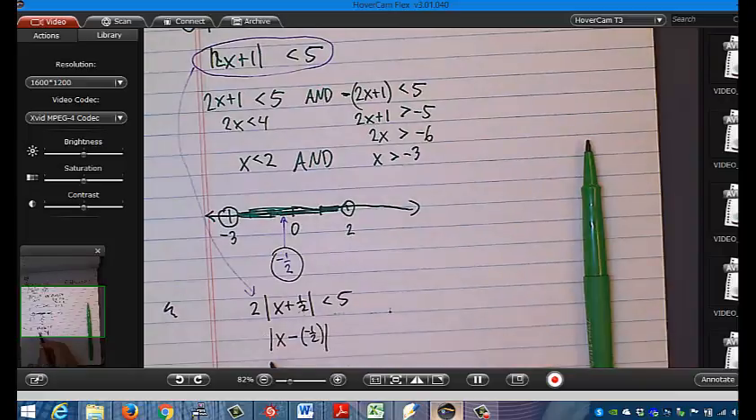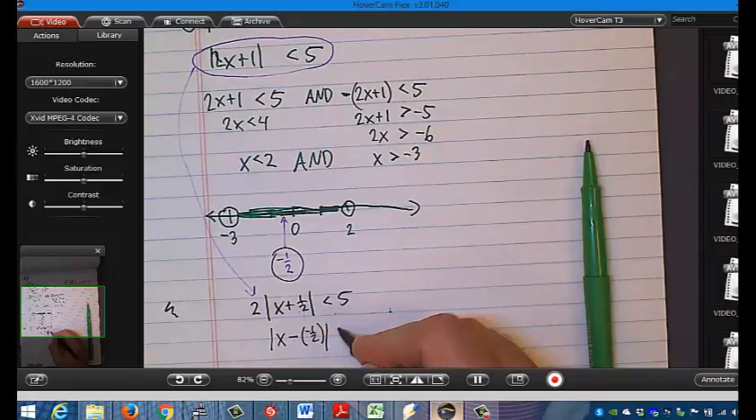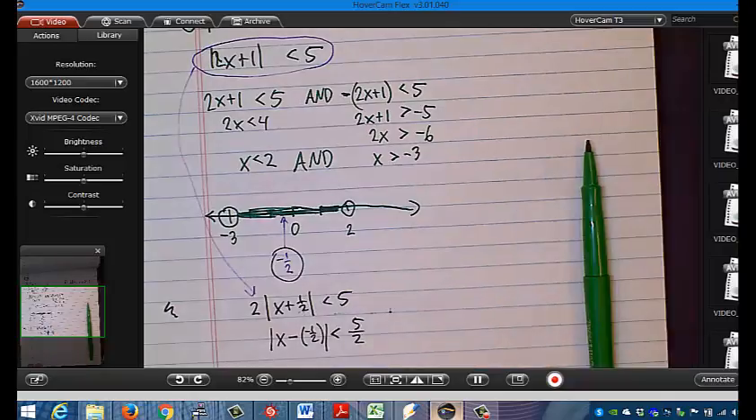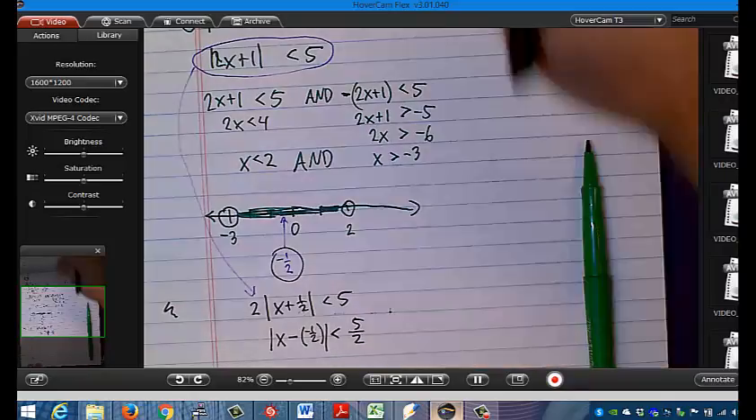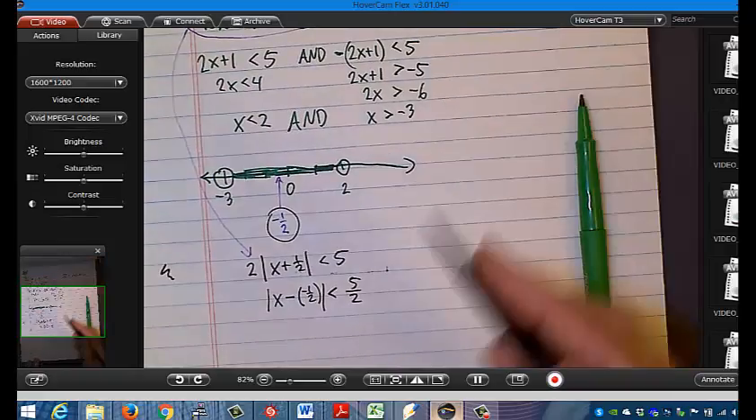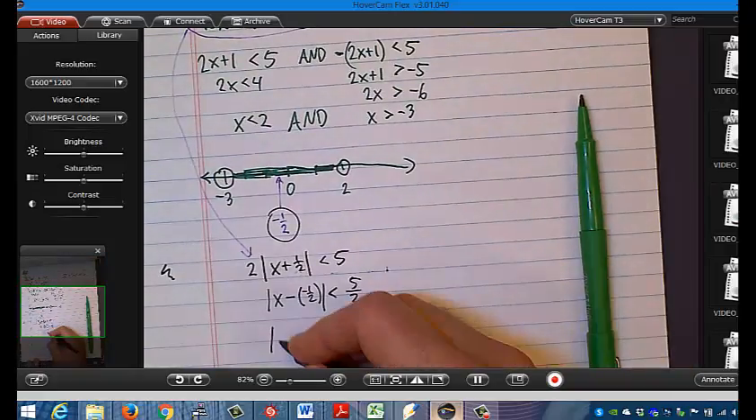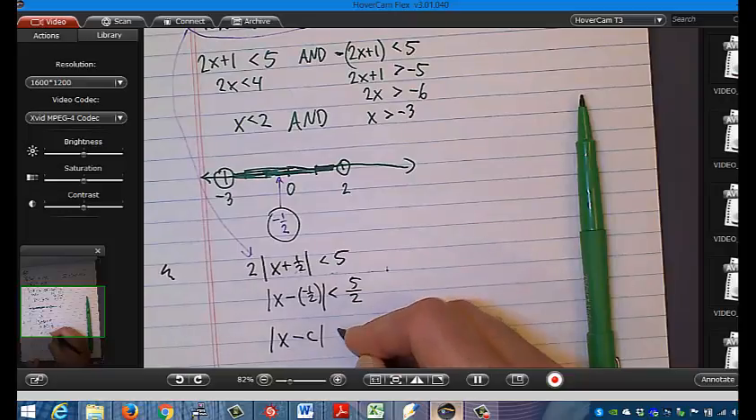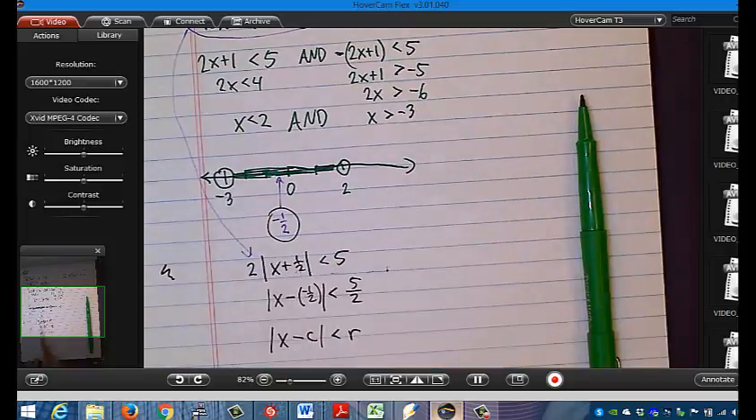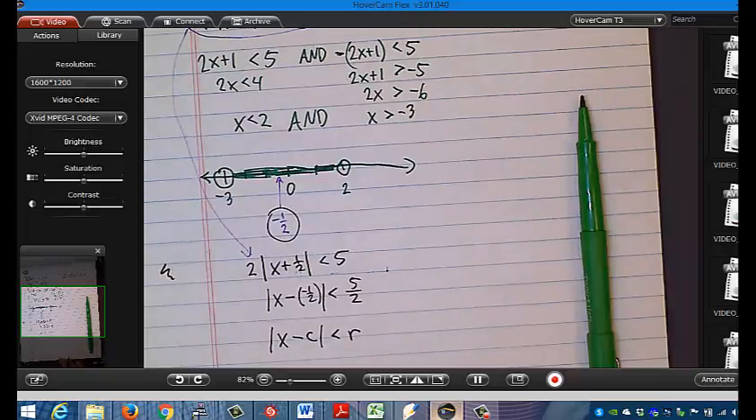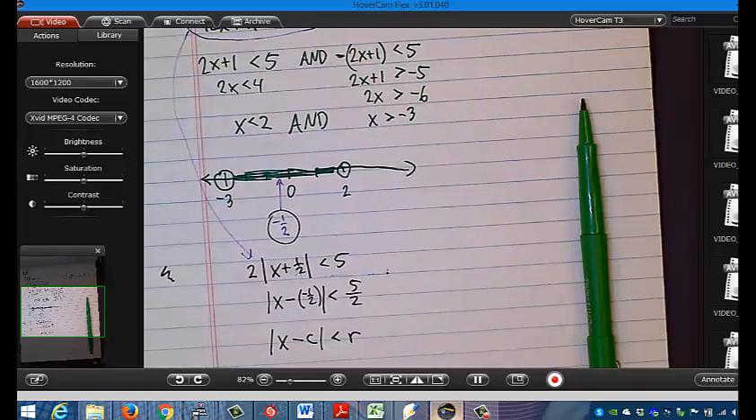And then how do I get the absolute value by itself? What would be the next step? What am I doing here? Dividing both sides by 2. And so this 5/2 is your radius. Okay? So one of the take-home messages is if you can write an absolute value inequality like this, we know it's a barbell with a center and a radius. And that's useful down the road in calculus. Probably the first time you ever did absolute value, they didn't show you that. But this is a helpful concept, and so I thought I'd share it with you.